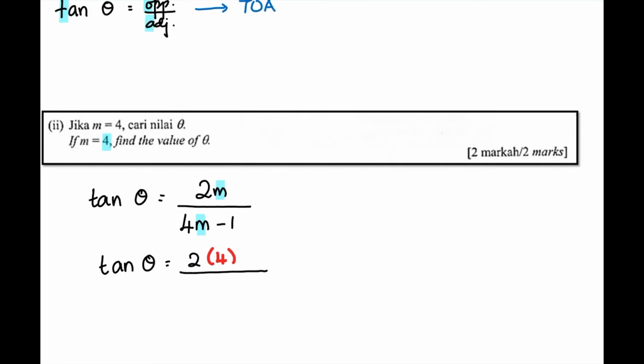This is going to be over 4, and instead of writing m, I'm going to write 4 minus 1. Upon solving this, 2 times 4 here would give me 8, over 4 times 4 is 16, and 16 minus 1 would give me 15. Now keep in mind, they want you to find the value of theta and not the value of tangent theta. So we'll have to use the scientific calculator to do this question, where we have to find the inverse of tangent 8 over 15 to find the value of the angle.